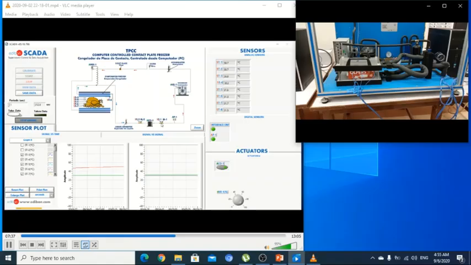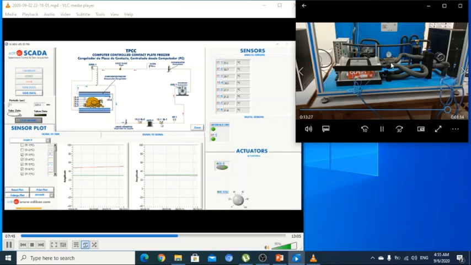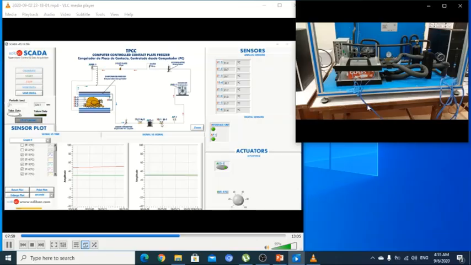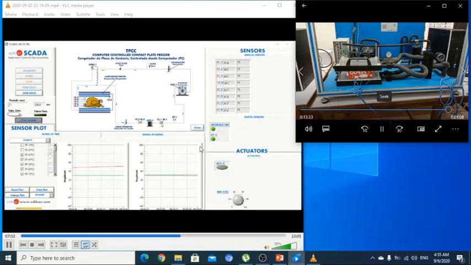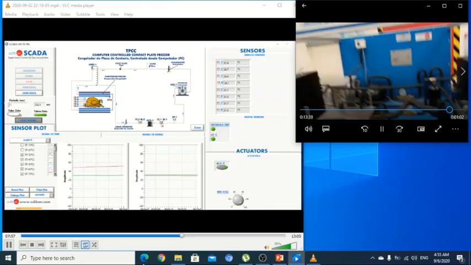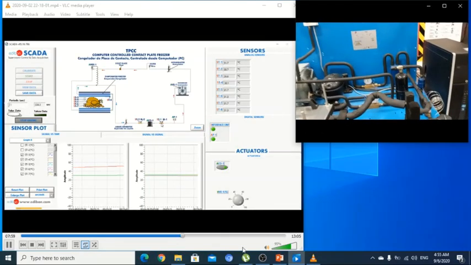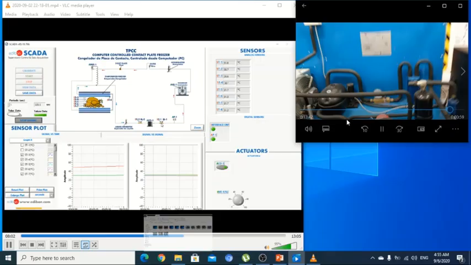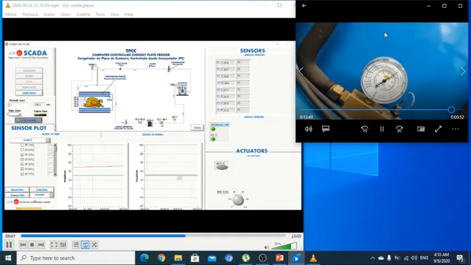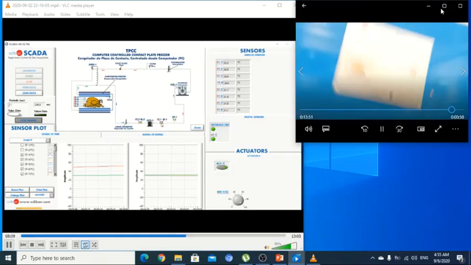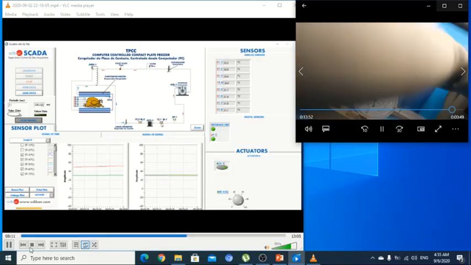Actually, I also represent certain readings of these gauges present here, low pressure and high pressure line. You can see they both are present. See this clearly.